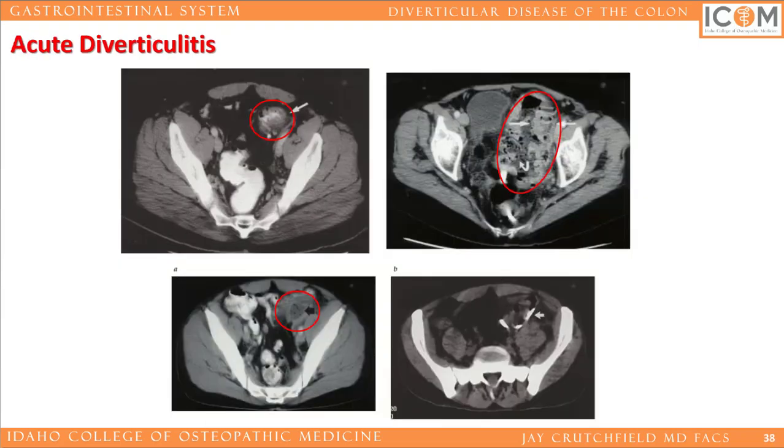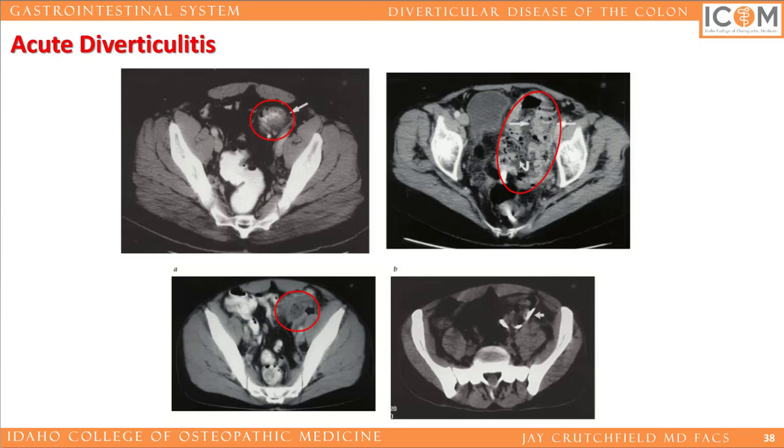CT scan images again showing acute diverticular changes. The thickened bowel wall is readily apparent on the upper left image. The upper right image with the red ellipse reveals an area of thickened, chronically hypertrophied and indurated bowel wall. Diverticular changes, the curved U-shaped arrow in the lower colon, show again thickened edematous bowel wall with abscess changes seen within the mesentery. The image in the lower left where the red circle is reveals a small diverticular abscess.